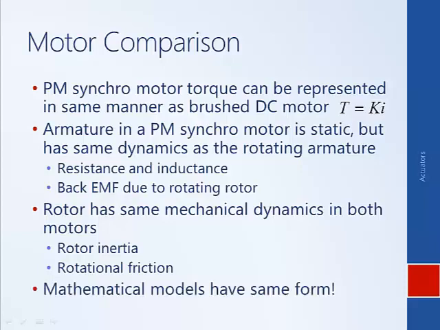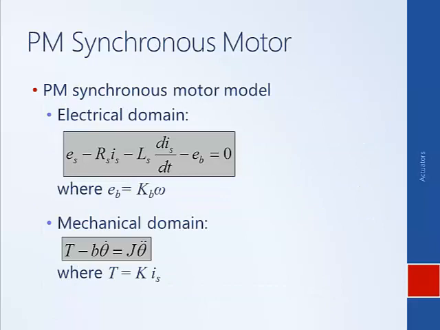So looking at this, the two types of motors have the exact same mathematical form. This is one of the reasons why a permanent magnet synchronous machine is sometimes called a brushless DC motor. What's different, however, is that sometimes the relative values of the parameters may be different. So here are the dynamic equations representing the permanent magnet synchronous motor, exactly the same as a brushed DC motor. In this case, I sub s is the current space vector.